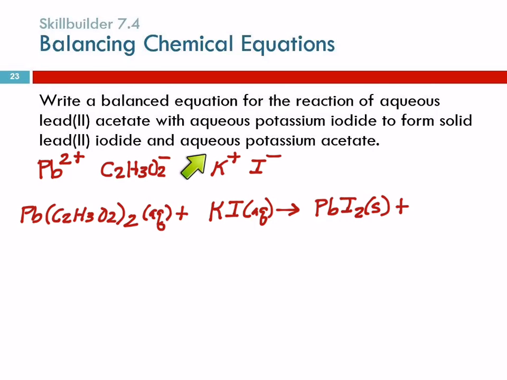And the other thing that's formed is potassium acetate. So we're putting K+ with C2H3O2-, +1, -1, KC2H3O2, ran out of space. I'll put him down there, AQ.